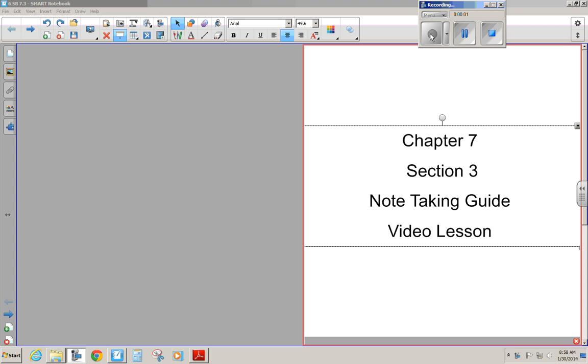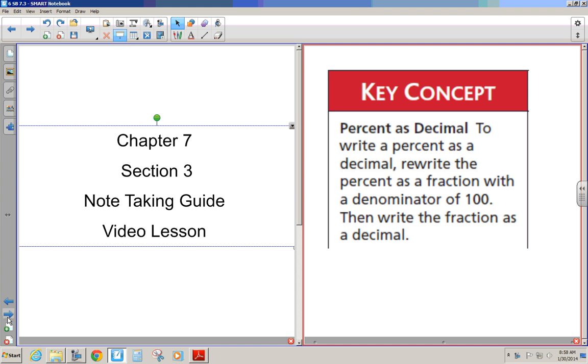Welcome to Chapter 7, Section 3, Percents and Decimals. To begin with, we're going to start talking about the key concept, percents as decimals.